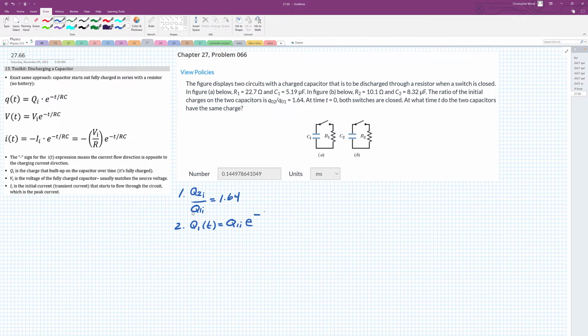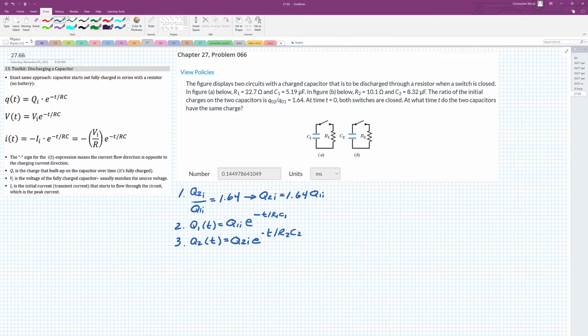Here's the charge across capacitor 1 as it discharges. Here's the charge across capacitor 2 as it discharges. I'm going to go back to step 1 and express the initial charge on capacitor 2 in terms of charge 1. The initial charge on my capacitor 2 is equal to 1.64 times the initial charge across capacitor 1.